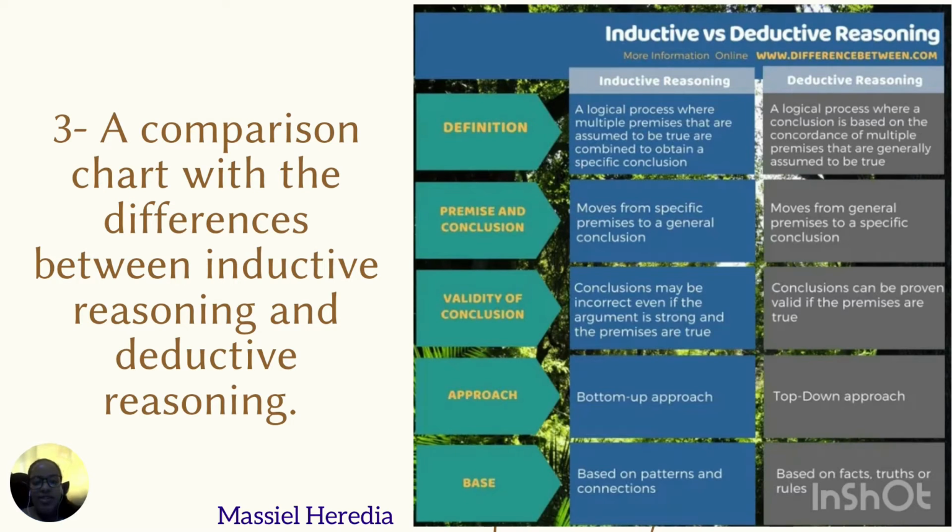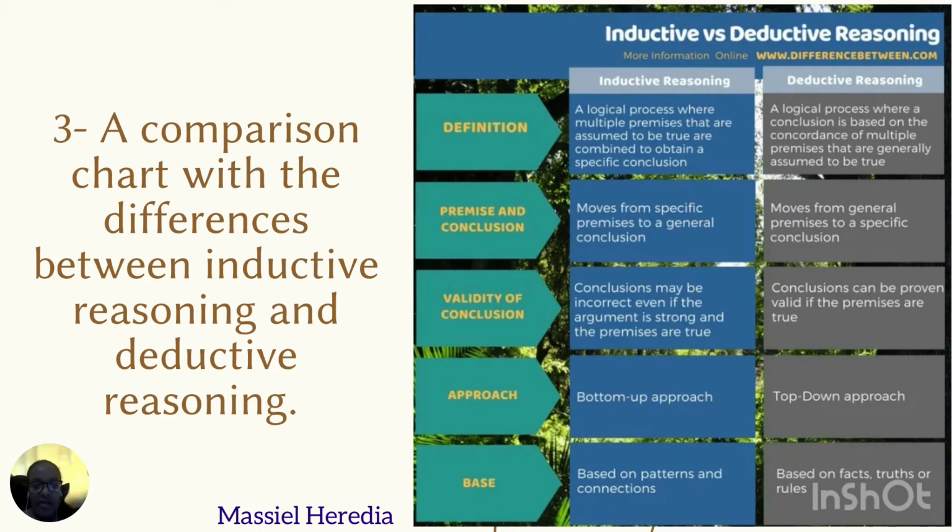Number three, a comparison chart with the differences between inductive reasoning and deductive reasoning. Inductive reasoning is a logical process where multiple premises that are assumed to be true are combined to obtain a specific conclusion. It moves from specific premises to general conclusions. In inductive reasoning, the conclusion may be incorrect even if the arguments are strong and the premises are true. The approach is bottom-up and it is based on patterns and connections.